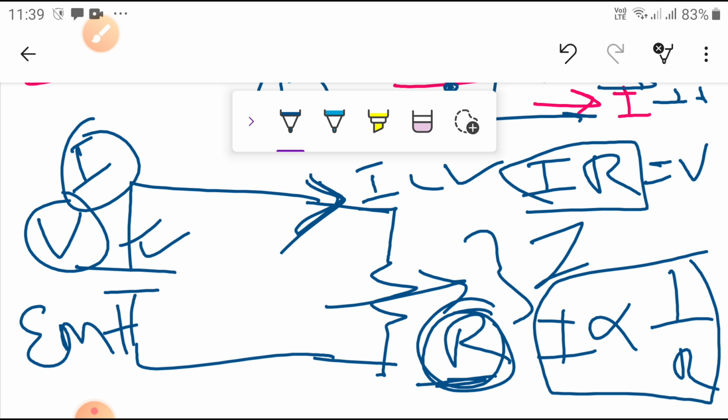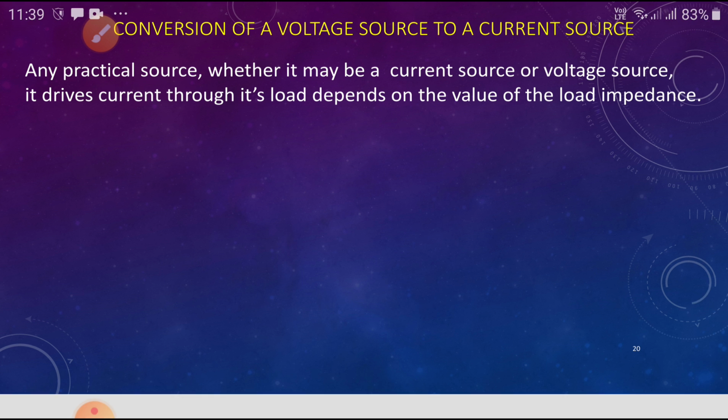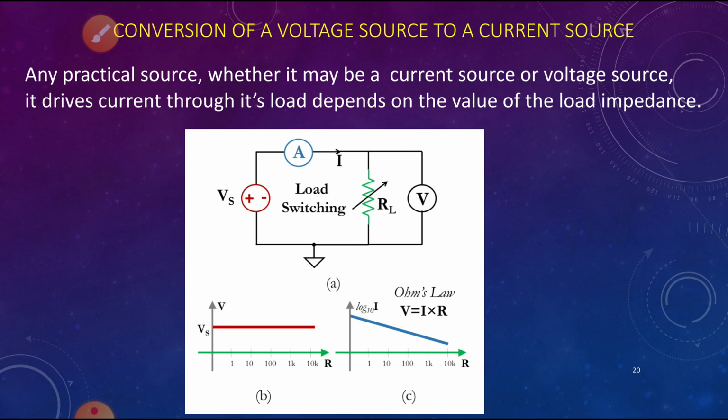Now how to convert those? Now you can see, here is one voltage source and here is one load RL connected through a switch, and one ammeter is connected to find the current in the circuit, and a voltmeter is connected across the load.